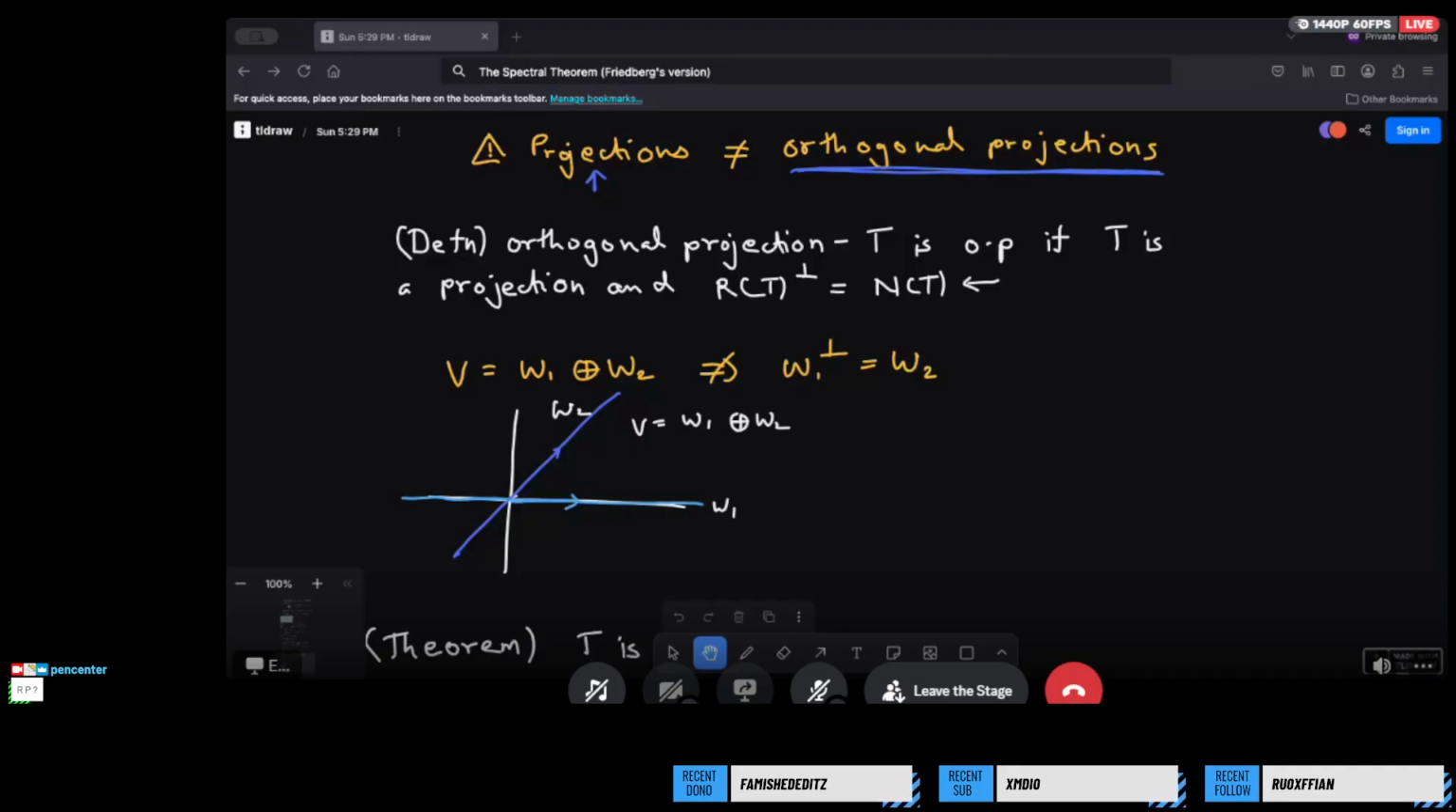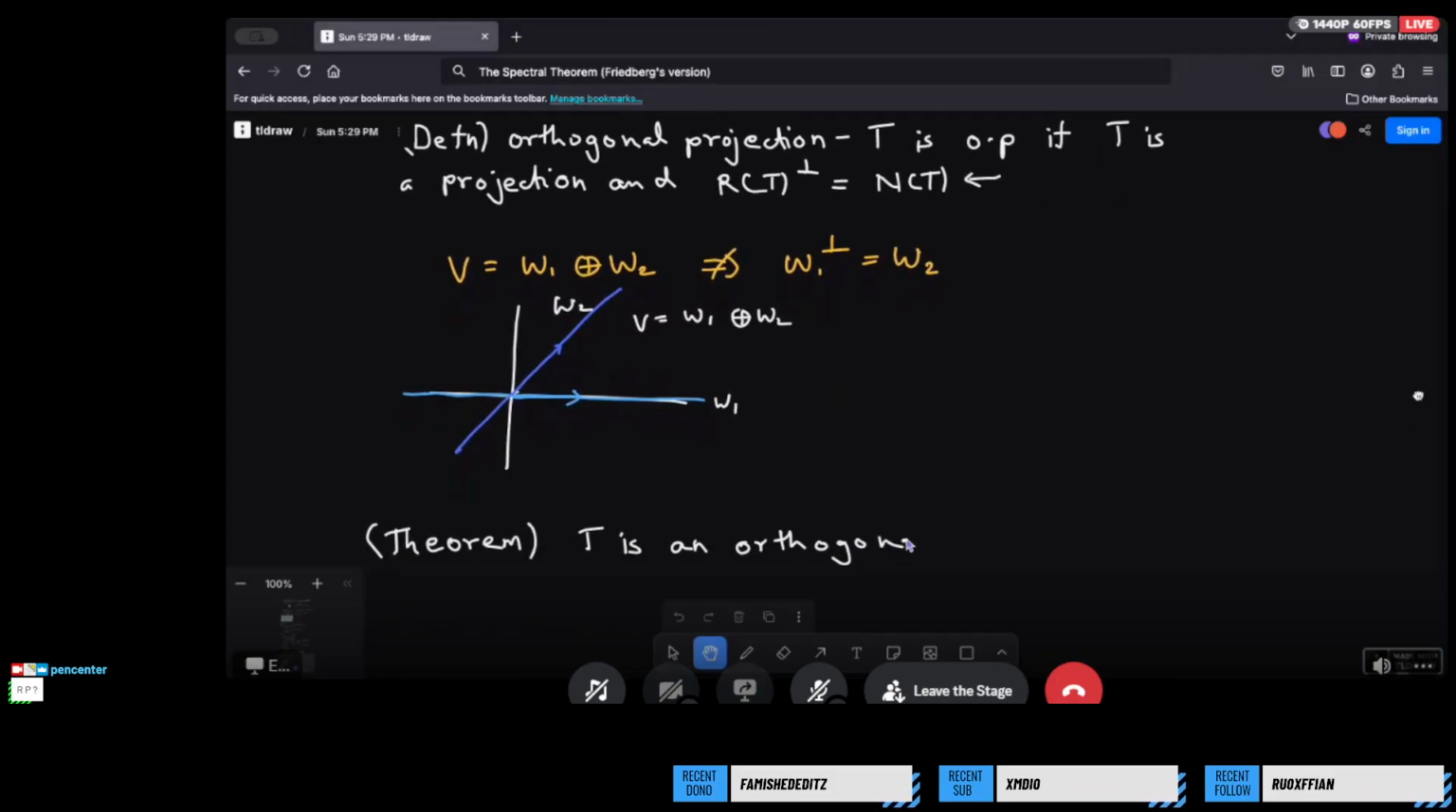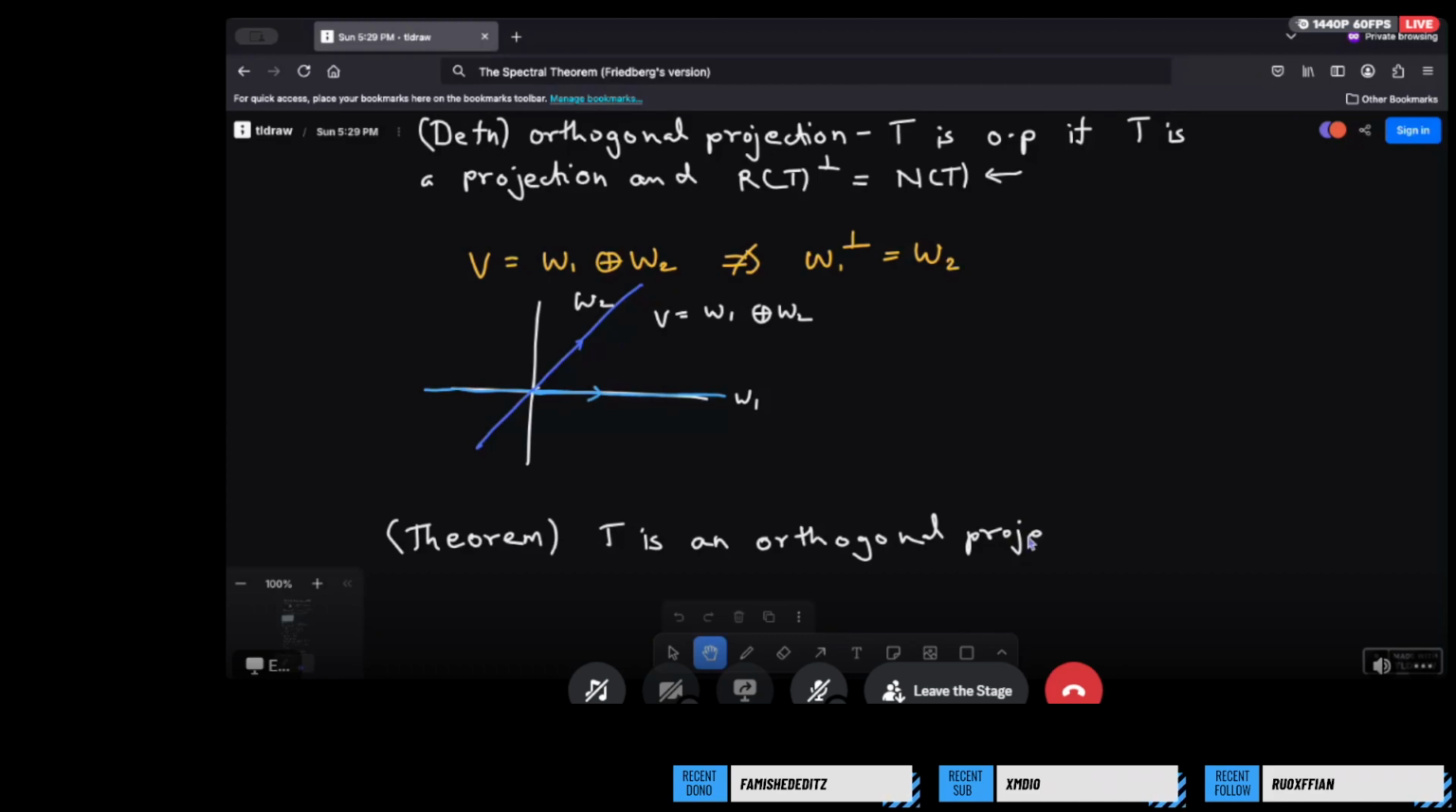So T is an orthogonal projection if and only if T squared is equal to T, which is equal to T star, or the adjoint of T. In some sense, this takes care of the fact that it's a projection, and this takes care of orthogonality.